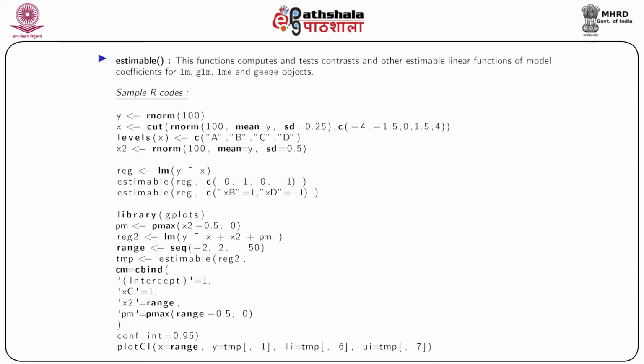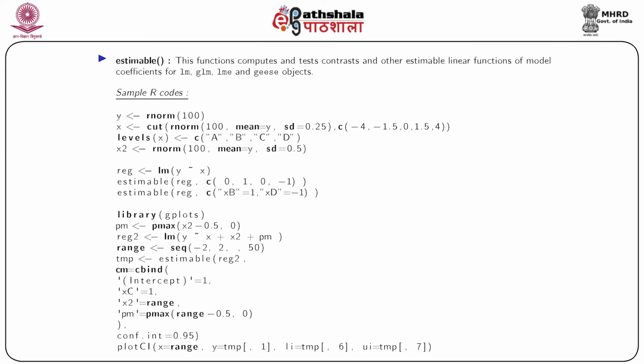Now, talking about general linear model fitting in R, a very important function is the estimable function. By definition, estimable functions are the ones which can be estimated as a linear combination of the available data points. The estimable function in R computes and tests contrasts and other estimable linear functions of model coefficients. So all the different contrasts and other estimable linear functions of the coefficients involved in the general linear model can be estimated using this function. It computes as well as tests the contrasts for lm, glm, lme and gls objects.